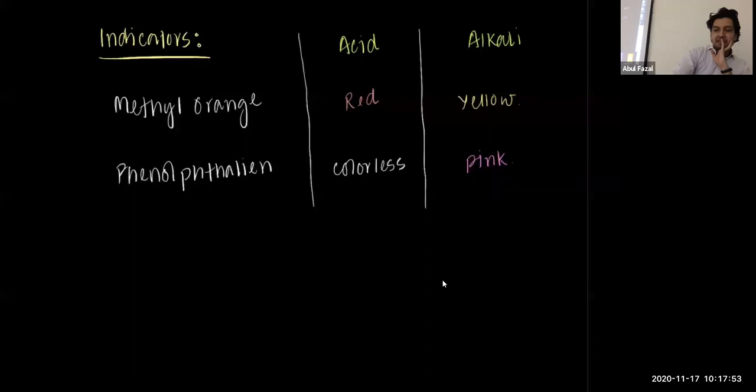Nothing special. In these indicators, there's a color change in alkaline solution, and in acidic solution it'll be the color that's shown. Can I move on? Colorless and pink for phenolphthalein, and for methyl orange, it's a good idea to remember these colors, I think.